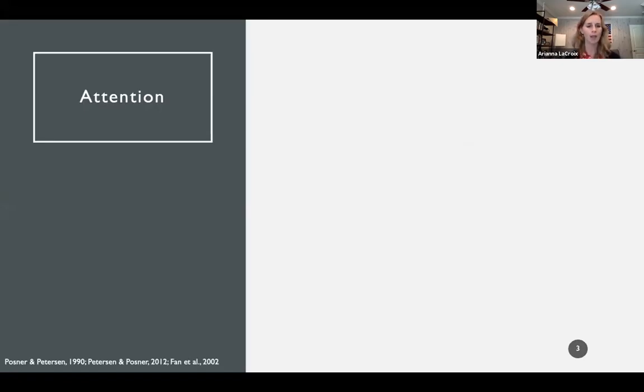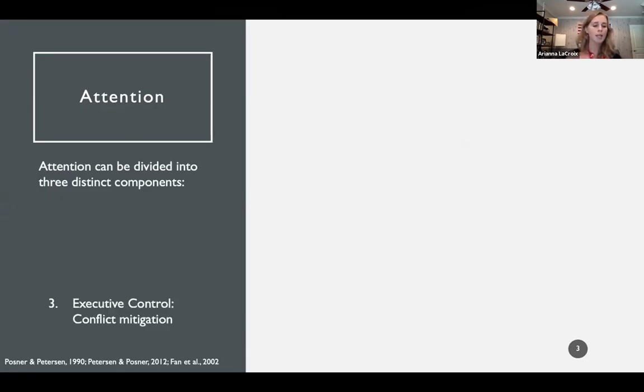And there's several models out there that divide attention into more basic components. And here we're going to focus in on Posner and Peterson's attentional subsystems model, which divides attention into three distinct components. So at the highest level of attention, we have that executive control, which is that conflict mitigation, how well you're able to complete that goal-directed behavior while inhibiting distracting information.